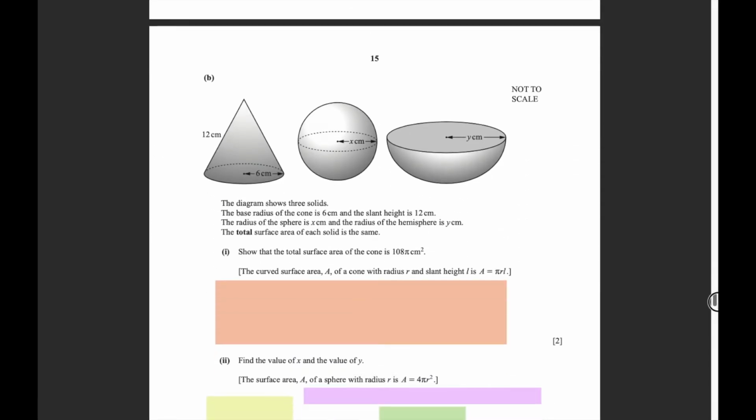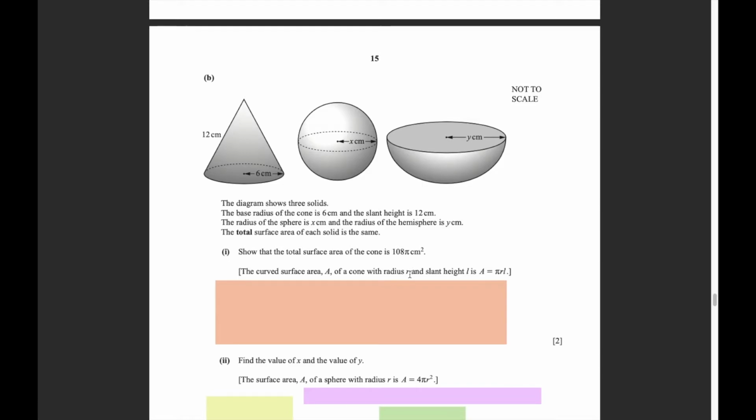Alright, so part B. The diagram shows 3 solids. The base radius of the cone is 6 centimeters and the slant height is 12 centimeters. The radius of the sphere is x centimeters and the radius of the hemisphere is y centimeters. So this is y, x, and so on. The total surface area of each solid is the same. Okay, this is important.